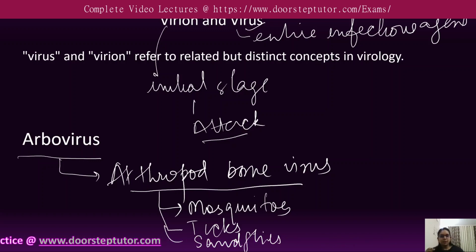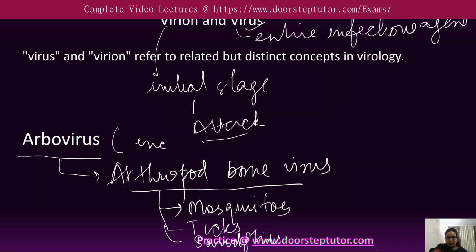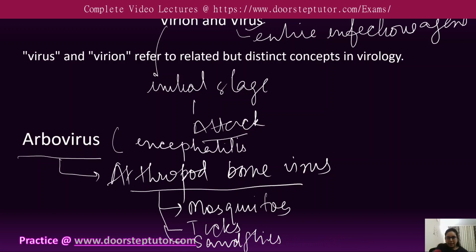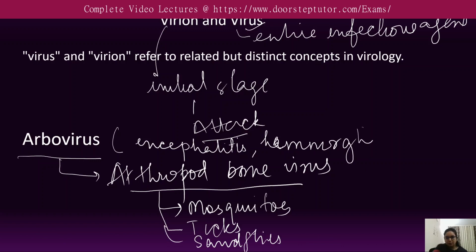Arboviruses can cause a range of diseases in humans. For example, they can cause encephalitis as well as hemorrhagic fever.